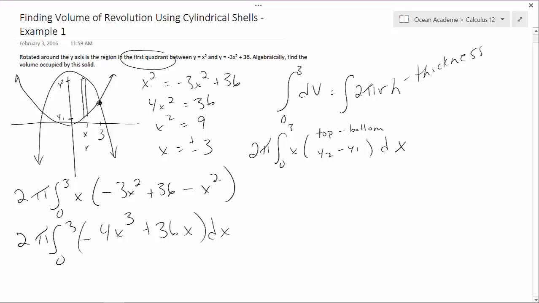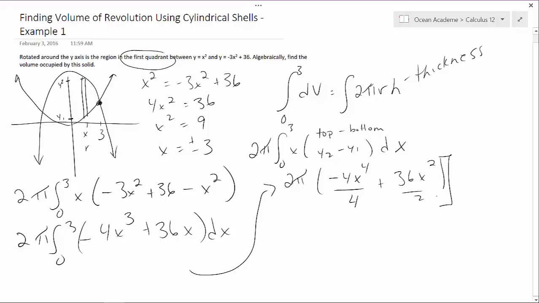Now let's take our antiderivative. I'm going to write this up here. So our antiderivative will be 2 pi times negative 4x to the power 4 over 4 plus 36 x squared over 2. And this will be over the interval from 0 to 3.